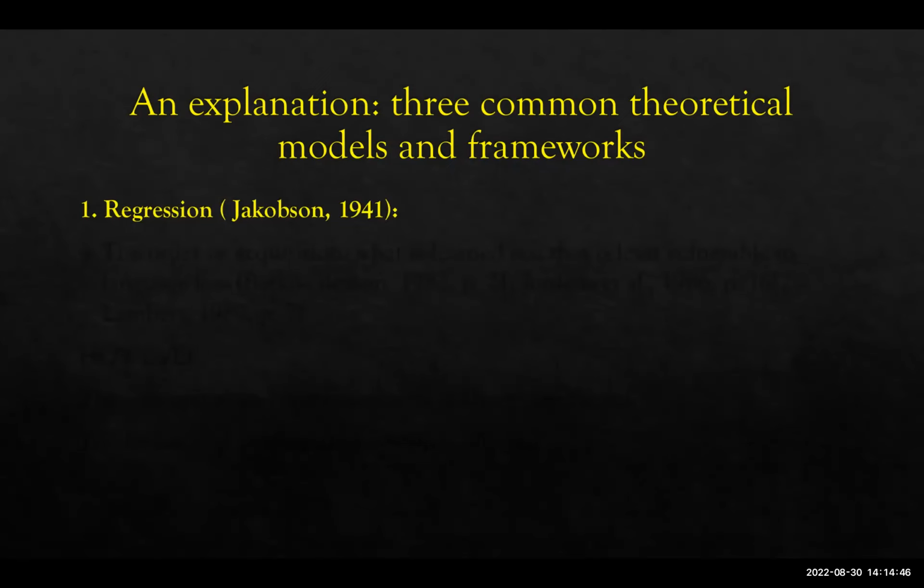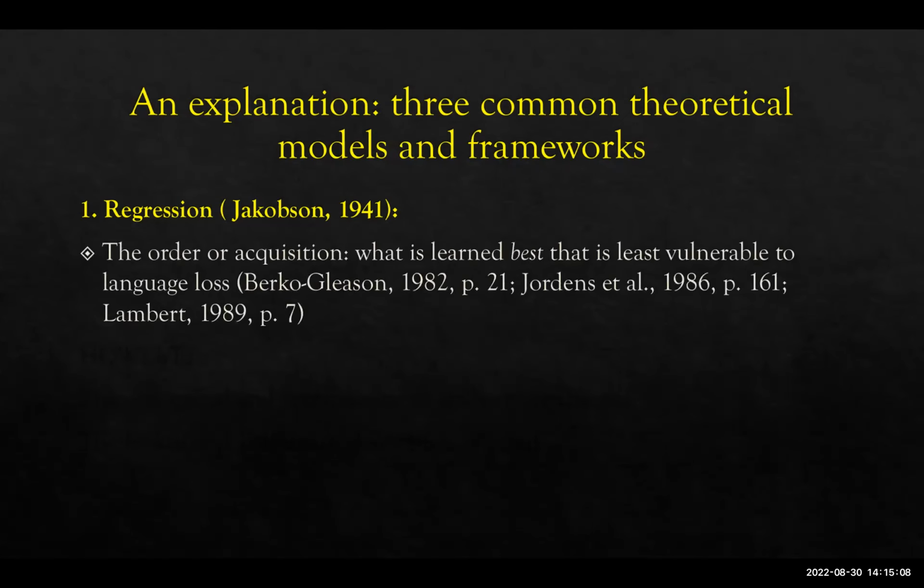The regression model is based on the fact that our memory has only definite abilities to retrieve event information. For example, it's very hard for you to know exactly what happened last year on this same day. So basically, they would say that the order of acquisition is important, because if you learn something first, it's very vulnerable, you tend to forget it, right?